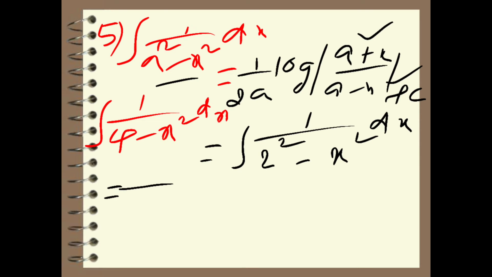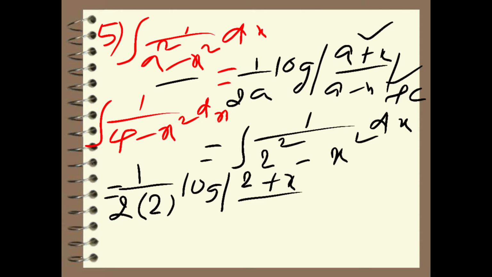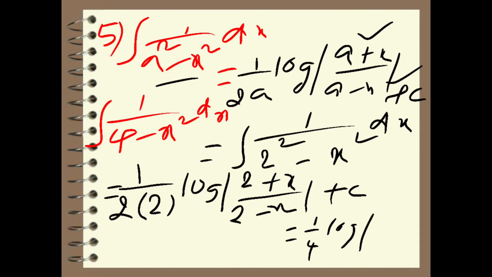So what is our formula here? 1 by 2a, that is 2 into 2, log modulus of a plus x by a minus x plus c. So what our answer is? 1 by 4 log modulus of 2 plus x by 2 minus x plus c. Is it clear?